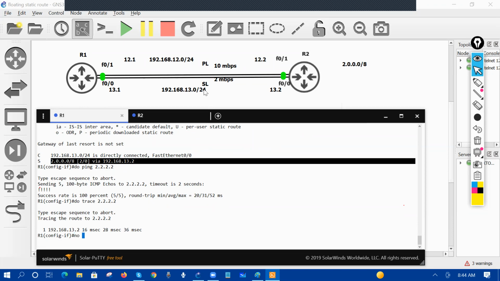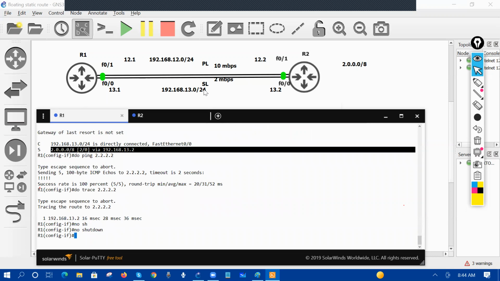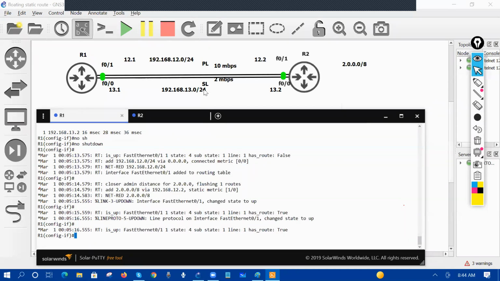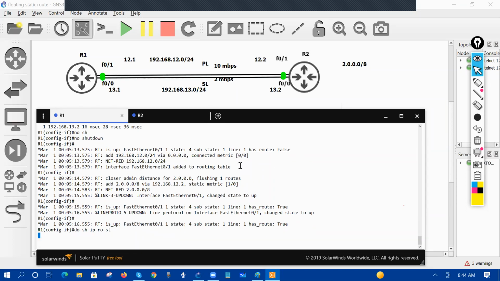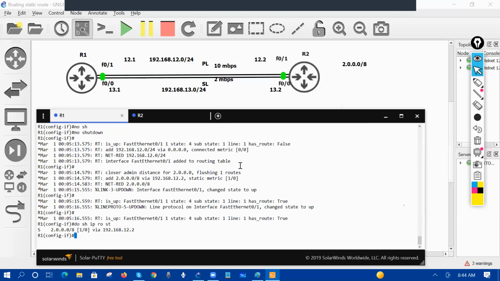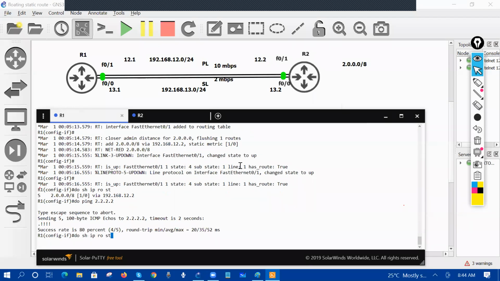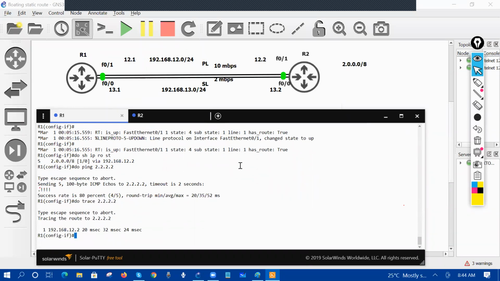But take example, if the primary appears again, what happened? The secondary will disappear from the routing table now. Do we have a secondary route? No. And all my traffic will go by the primary. This mechanism is known as a floating static route.